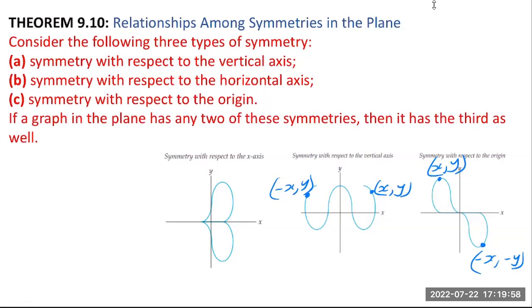This is an important remark. If a graph in the plane has any two of these symmetries, then it has the third symmetry as well. That means if you have these two symmetries, it is automatically symmetric with respect to the origin, and if it has these two symmetries, it is automatically symmetric with respect to the vertical axis, and so on and so forth. All right, let's move on.